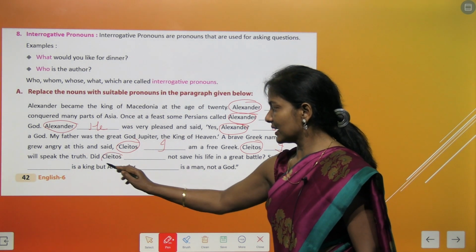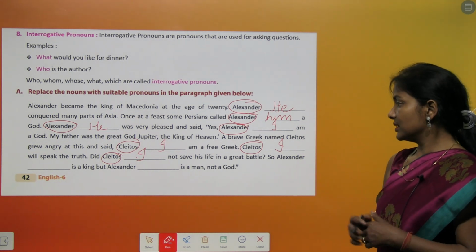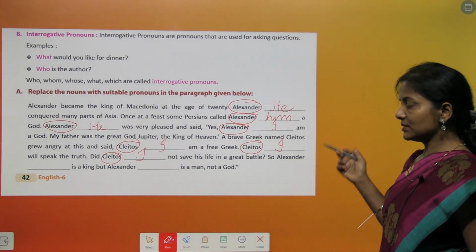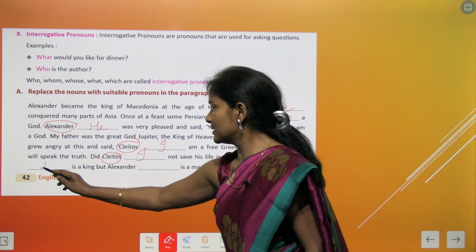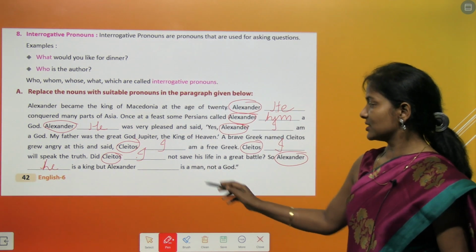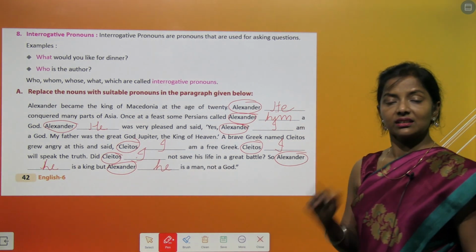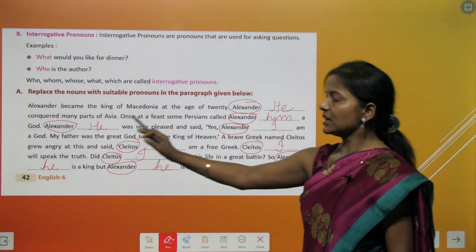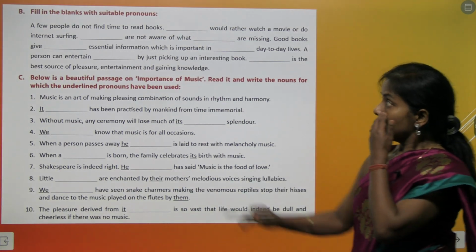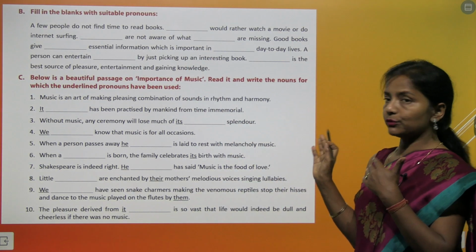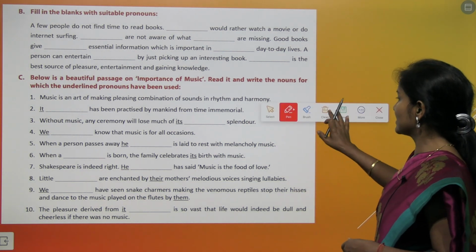Did, again Kletos, did I not save his life in a great battle? So, Alexander, again in place of Alexander, so he is a king. He is a king. But, again in place of Alexander, he is a man, not a god. So, in this way, we have used the pronouns in place of all the nouns. Now, let's move further. Fill in the blanks with suitable pronouns. Again, we have to fill with suitable pronouns here. Carefully read it, children, and do the exercise with me.